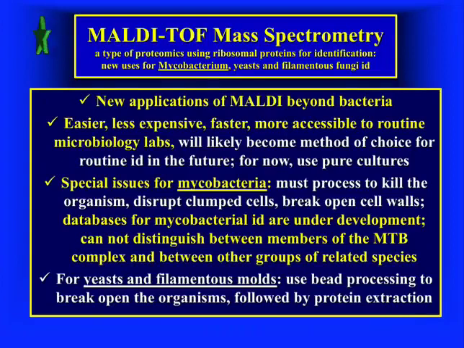I mentioned the MALDI-TOF mass spec, which is a type of proteomics, not genomics, proteomics. We're going to pick up ribosomal proteins for identification. And the last 3 manifestations that many people have been working on, not perfected, but starting to come out, are for Mycobacterium, for yeasts, and for filamentous fungi, which are 3 of the toughest groups for many labs, and eventually, hopefully, so we don't have to use reference labs as much.